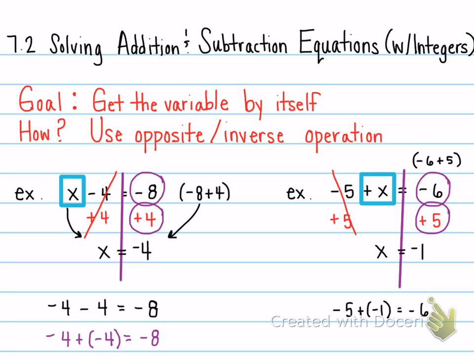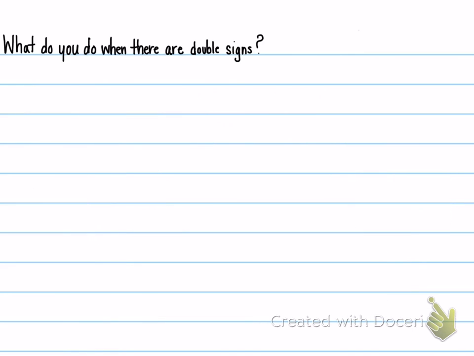And I'm adding numbers with the same sign. So -5 plus -1 does equal -6, and I know that my answer is correct. So then, what do we do when there are double signs? What do I mean by double signs?